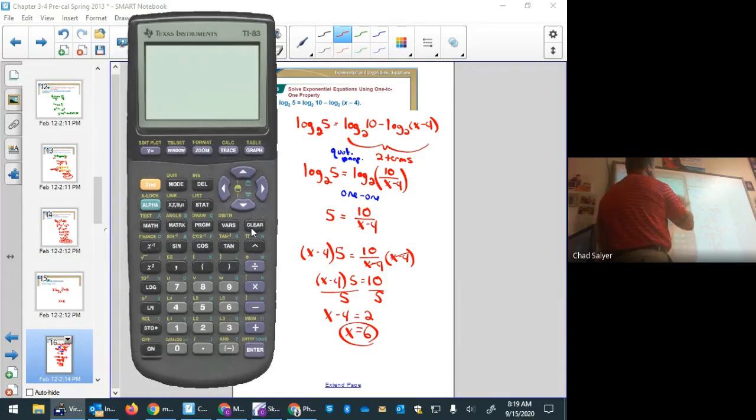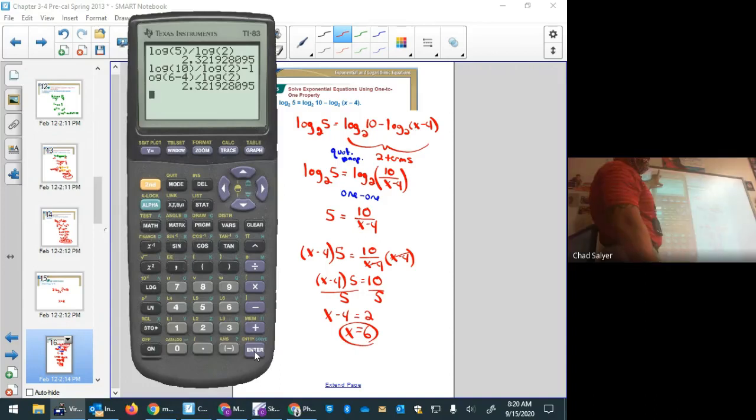So again, I'm going to use change of base. So that's log of 5 divided by log of 2. So that's this decimal value. We should get the same one on the right side if our answer is valid. So that's log of 10 divided by log of 2 minus log of 6 minus 4 divided by log of 2. And we see the same decimal in both cases. So our test has validated our answer.